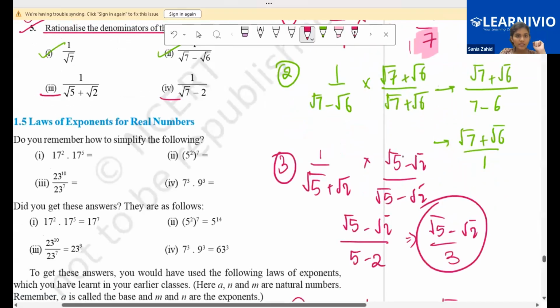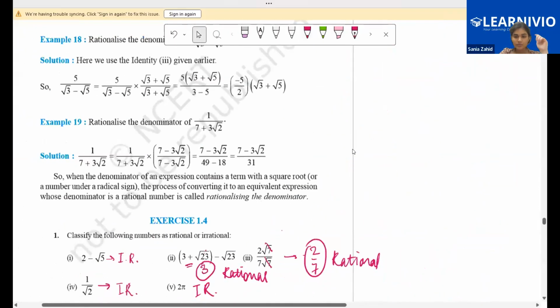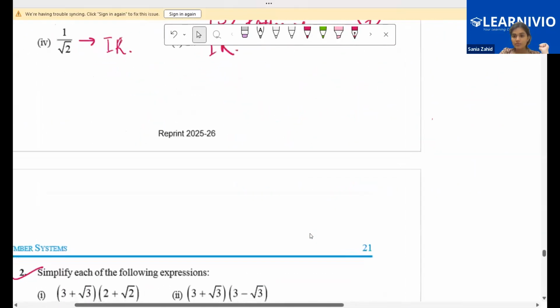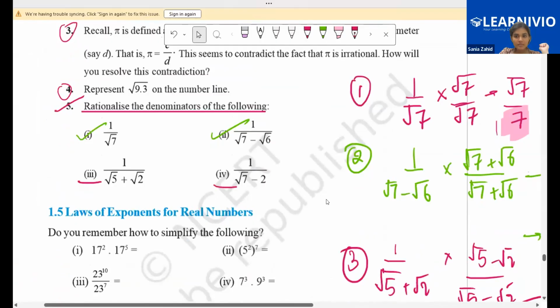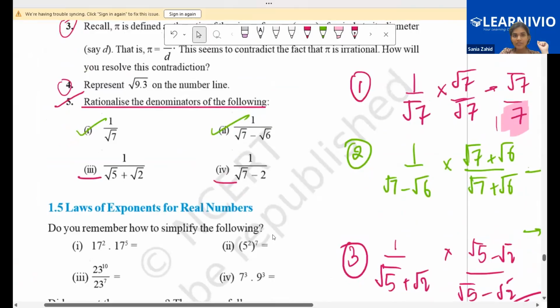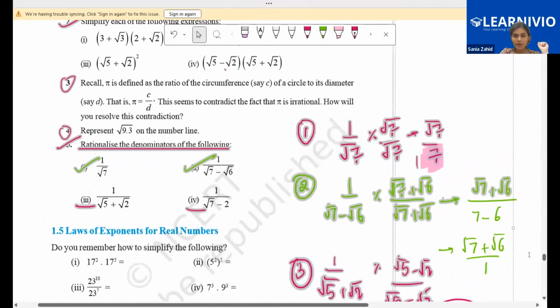So next we have representing root 9.3 on the number line. So children, you all have your pencil, scale and everything with you. Ma'am, but Amar doesn't have it, and Amar will not be able to understand if I teach it right now. Amar, are you listening? Are you paying attention to the class? Children, let's do one thing. This one I'll teach when everybody is available. Because even Amar cannot practice it right now.